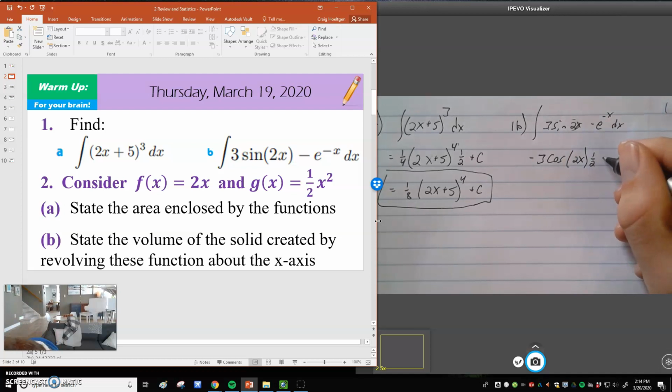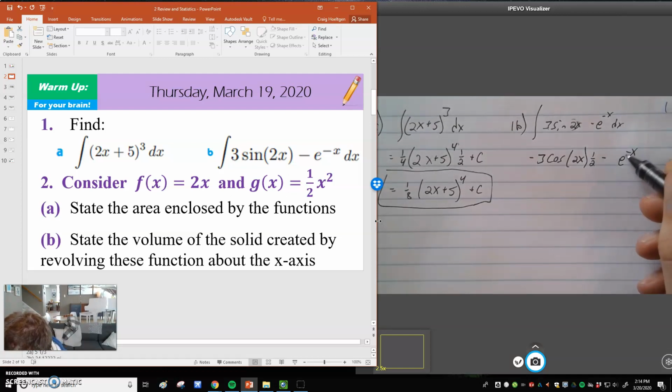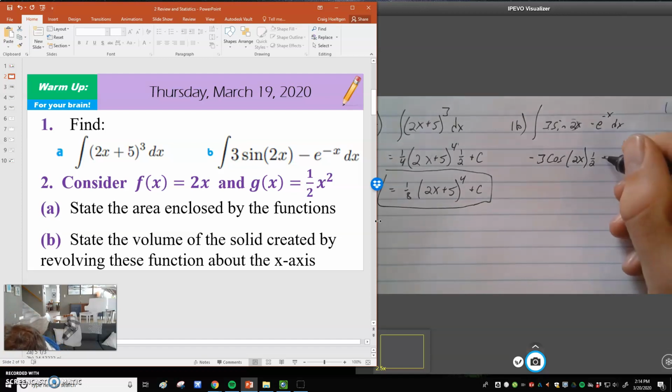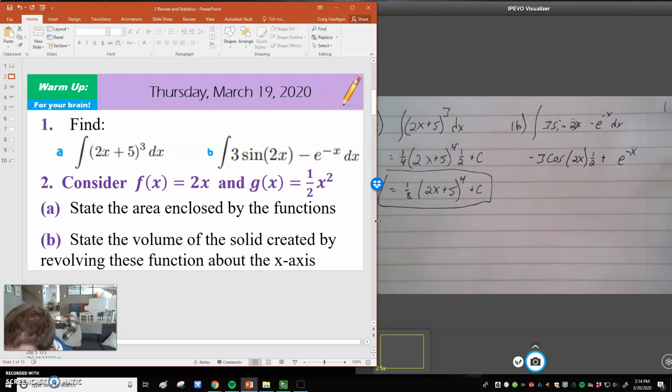So now I'm going to have a minus e to the negative x. But now I think through, if I were to take the derivative of this, e to the u times u prime, negative x would pop out. And so this is really minus a negative, or I can just leave it as plus. And finally, because they're not bounds, we do need a plus c.